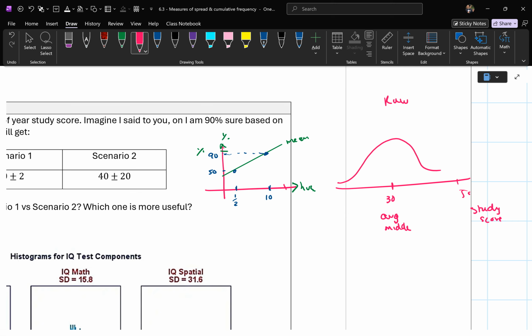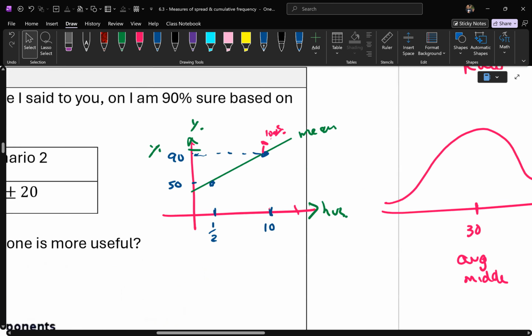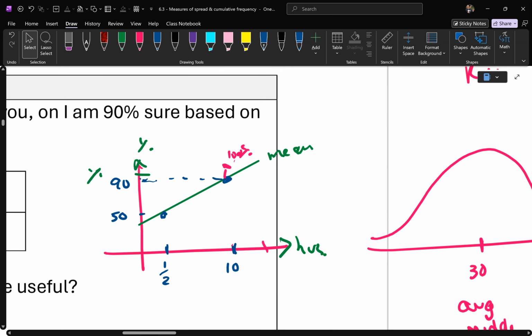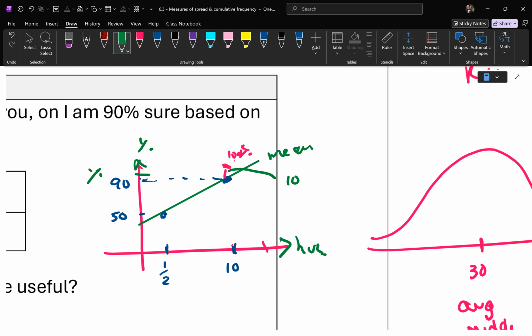What if I told you that at the end of a year, this is what you actually get? You studied 10 hours and you end up getting 100%. Okay, so that's your data. One of my students studied 10 hours in that week and they got 100% for the exam. Am I 100% correct or am I off? How much am I off by? 10%. So I'm off. I'm going to write here 10% off.